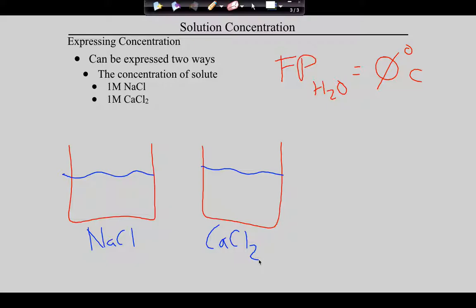All right, guys, so what have we got in the left-hand beaker? Sodium ions and chloride ions. Guys, what do we have in the right-hand beaker? Calcium ions and chloride ions, but 2 of them.